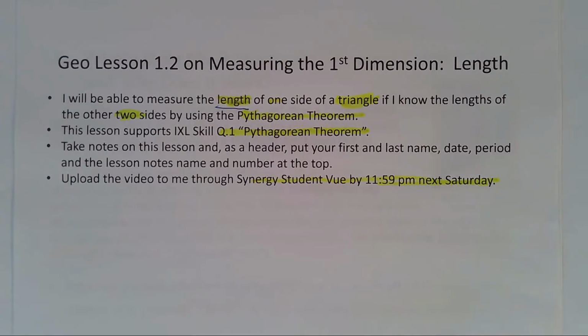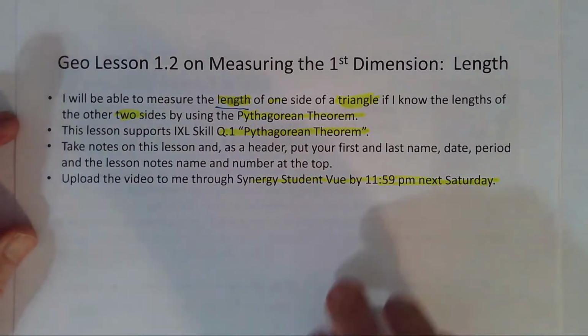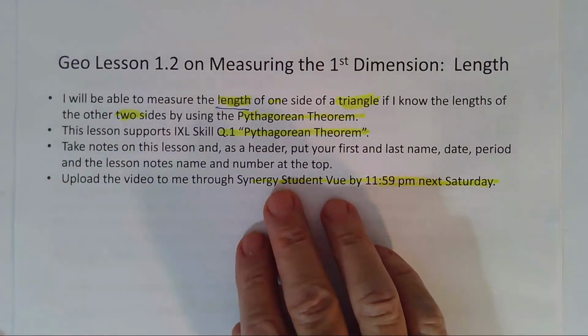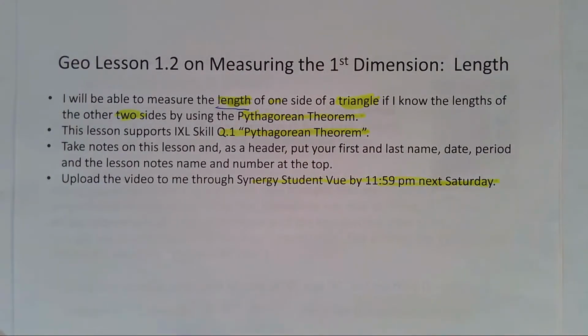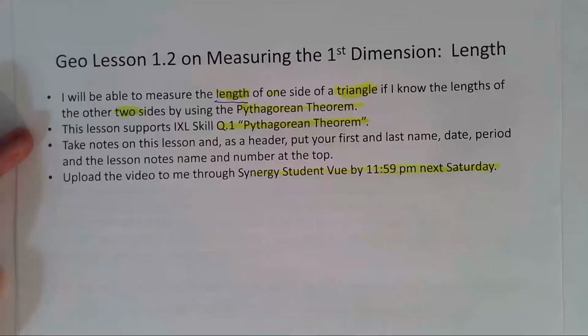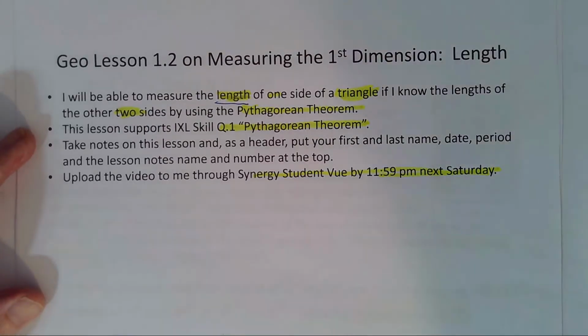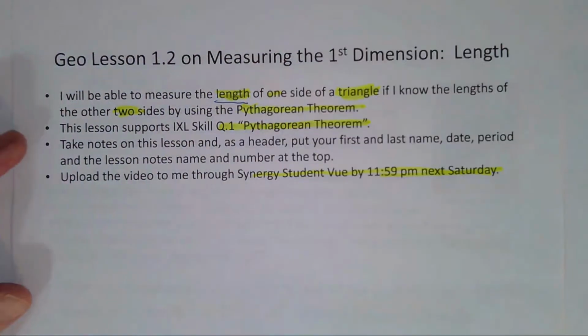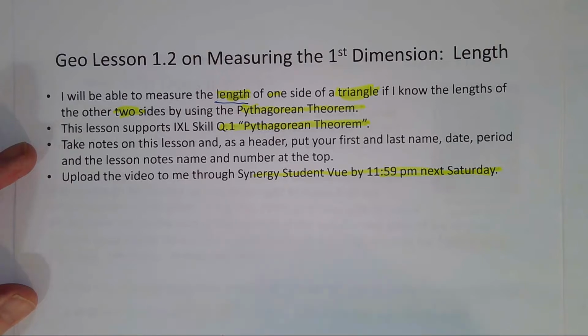Good morning. Today we're going to go over geometry lesson 1.2 on measuring the first dimension, which is length. You're going to be able to measure the length of one side of a triangle if you know the lengths of the other two sides by using the Pythagorean theorem. This lesson supports IXL skill Q1, which is on the Pythagorean theorem.